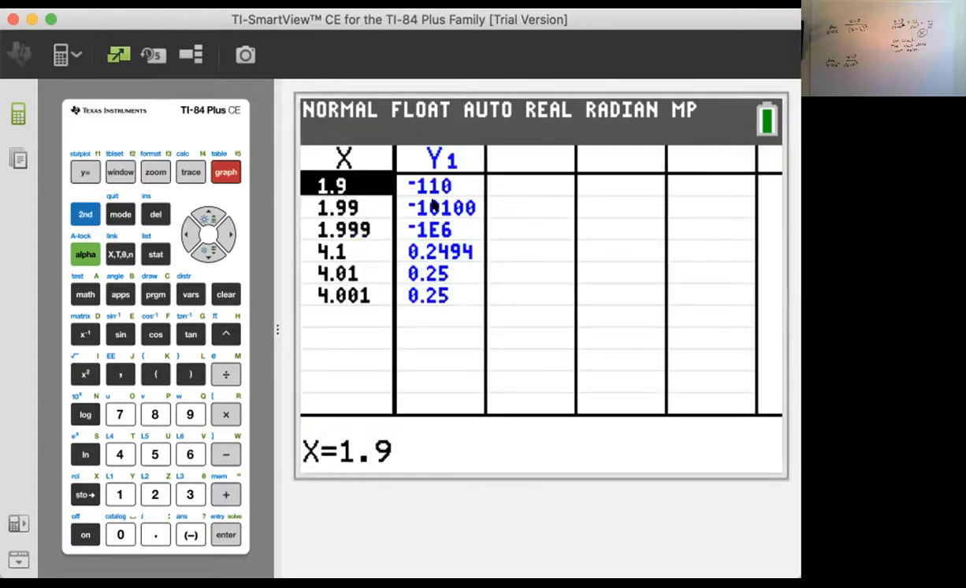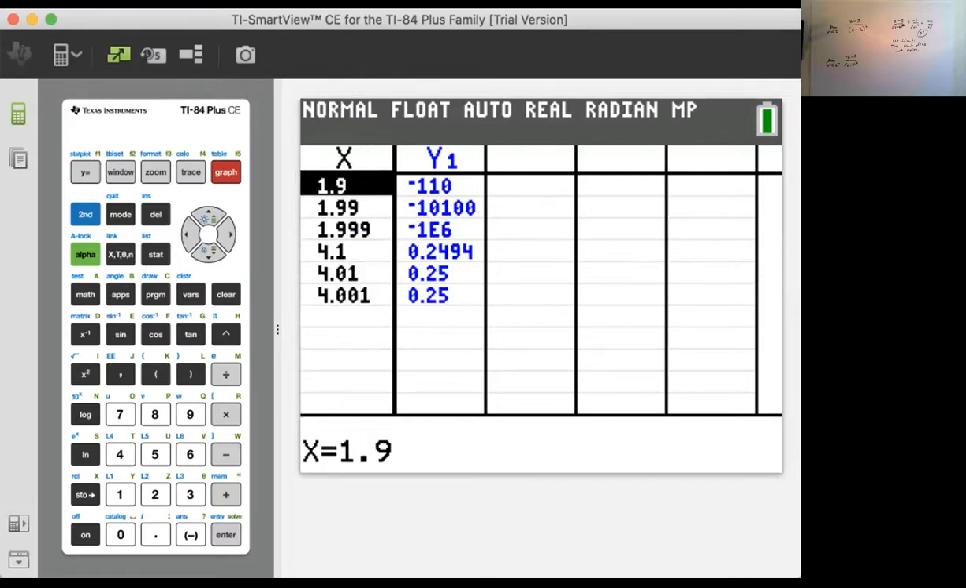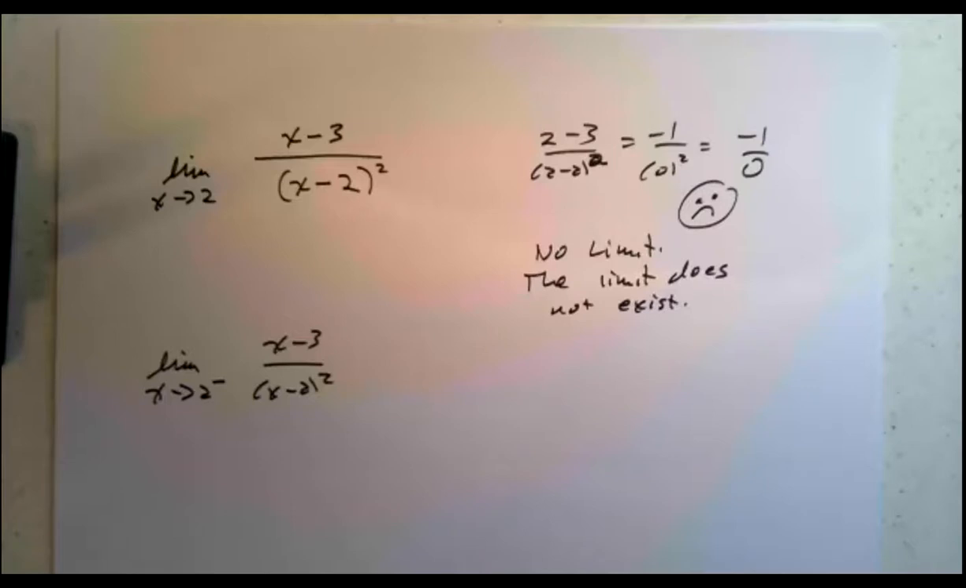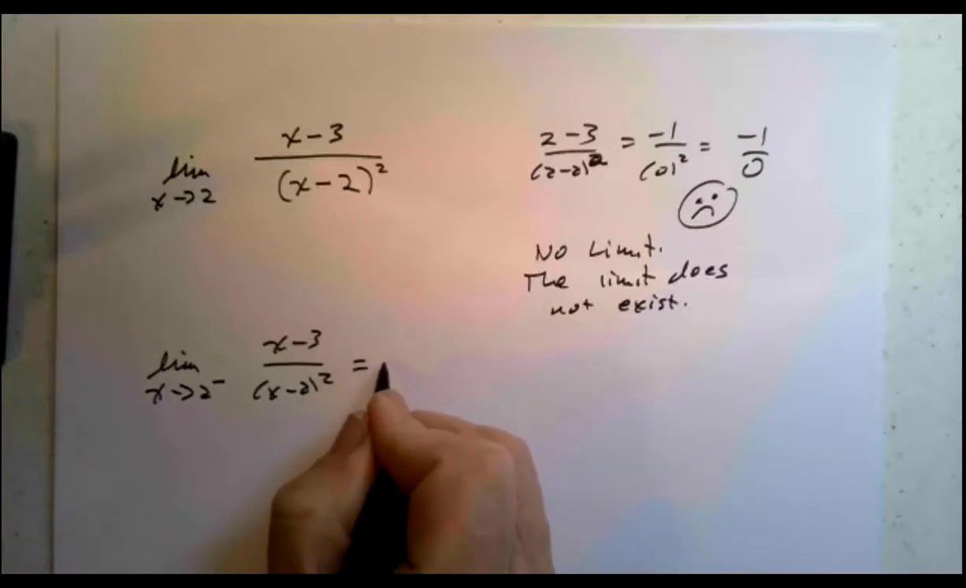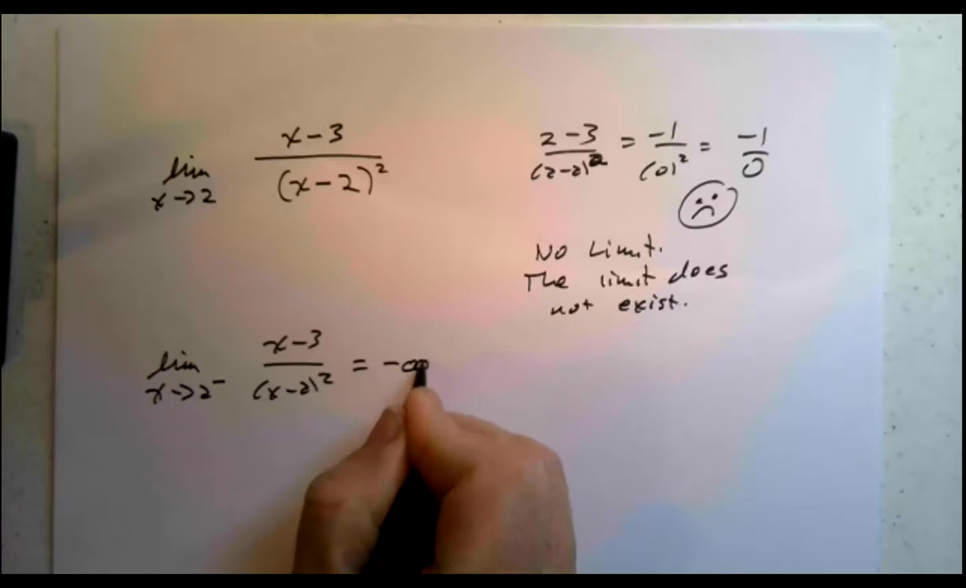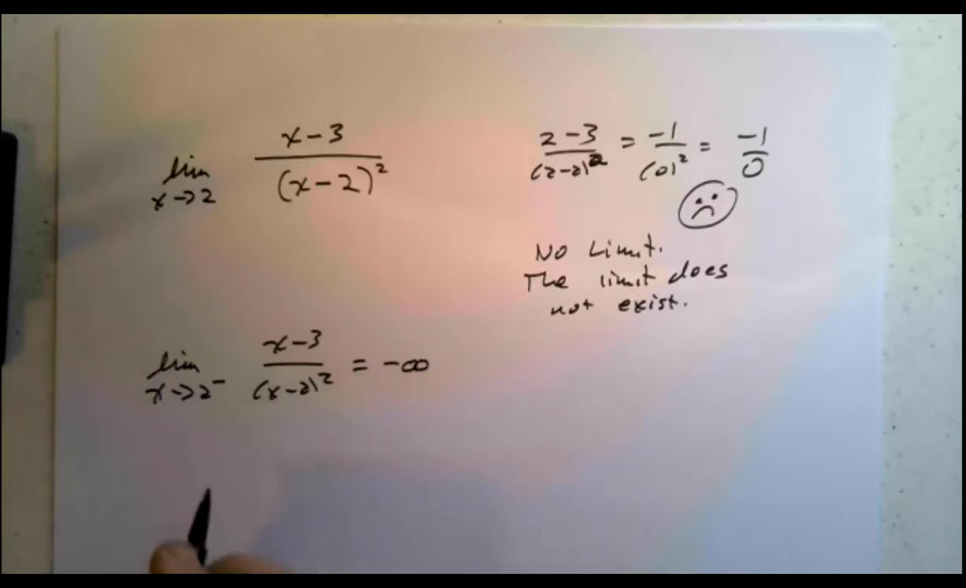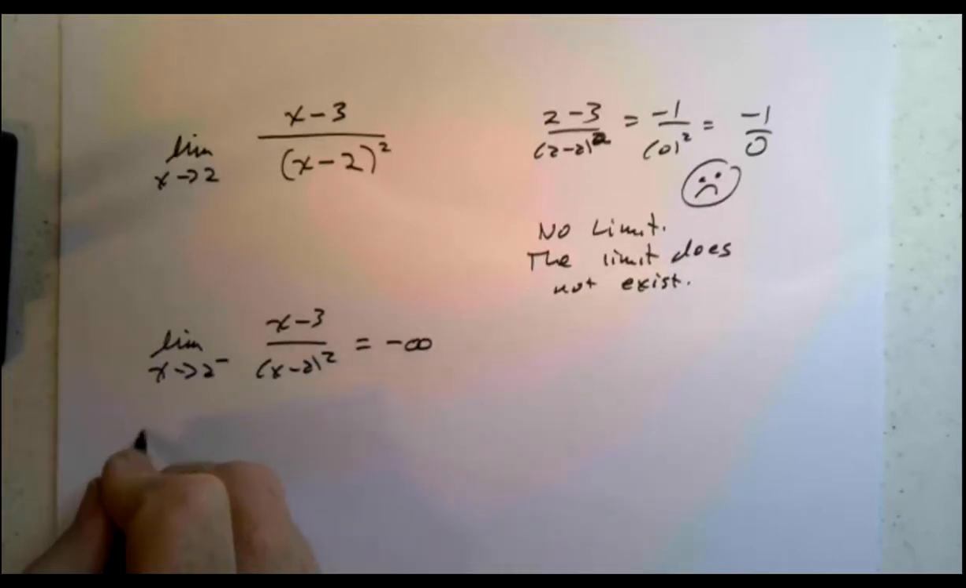1.9, 1.99, negative 110, negative 10,000, negative 1, followed by 6 zeros. That's heading to negative infinity. All right. So this heads to negative infinity, which most authors say that limit is negative infinity. That does not mean it exists, but it's heading towards negative infinity.